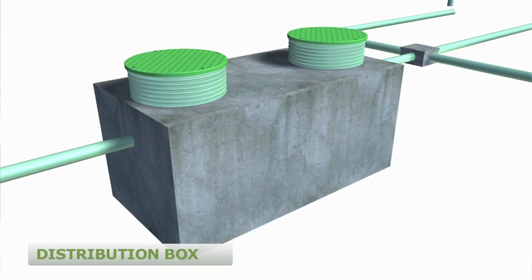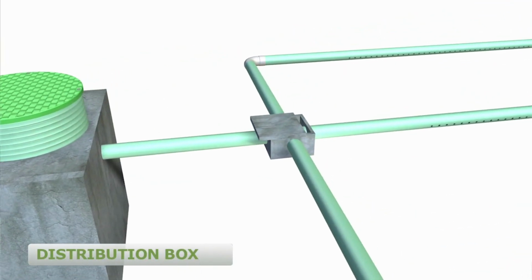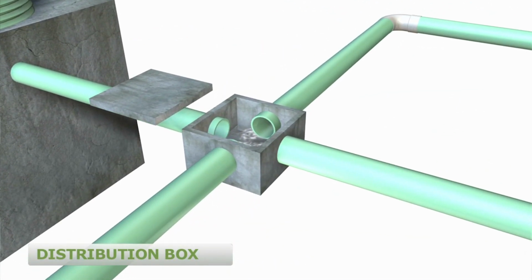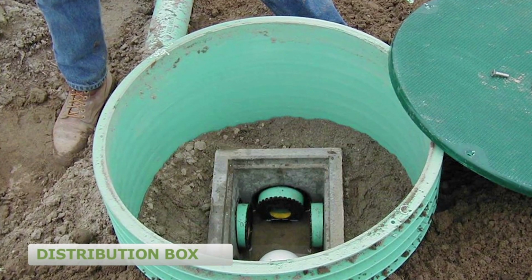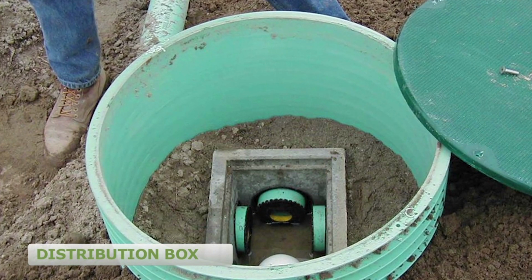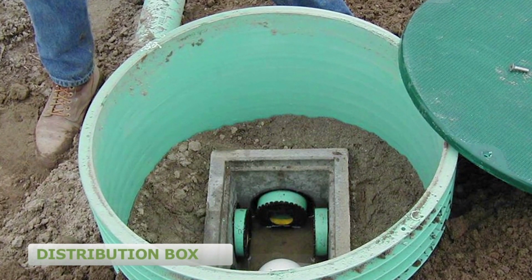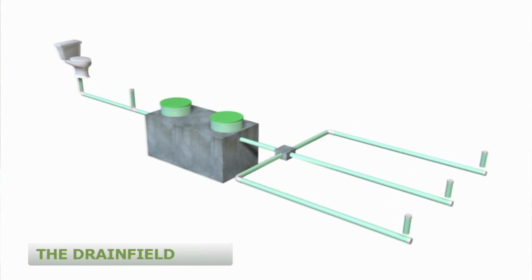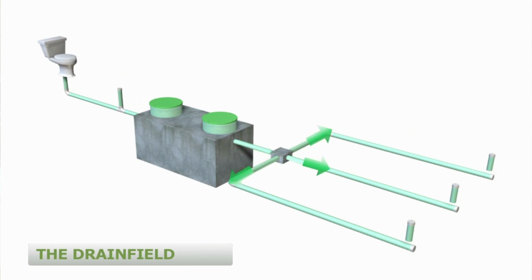Typically, gravity systems will utilize a distribution box or D-box to equally distribute the effluent into each lateral pipe in the drain field. Equal distribution of the wastewater into each lateral is critical to the long-term operation of the drain field. Once the effluent reaches the laterals, it flows out of the small holes and into the surrounding soil where aerobic or oxygen-loving bacteria and other microbes treat the wastewater by removing pathogens. This treatment is critical in protecting groundwater and surface water resources.